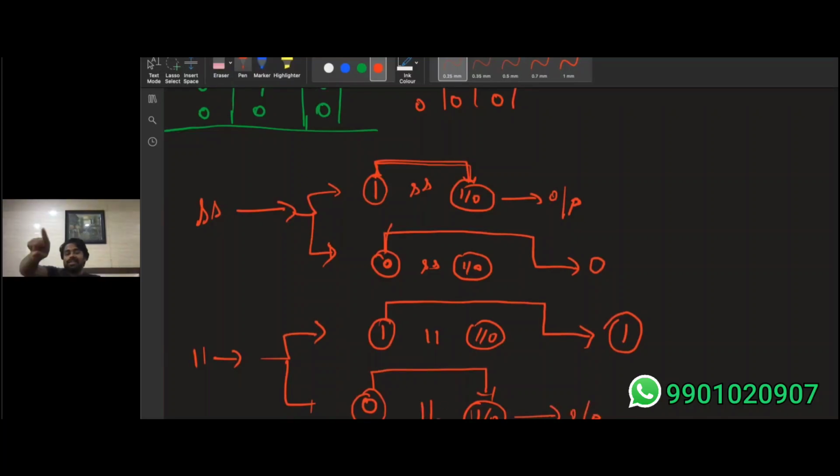This is how the entire circuit also works. The current flow is also working like this. Got it? Guys, this is very important. Take it down, guys. I will repeat it.